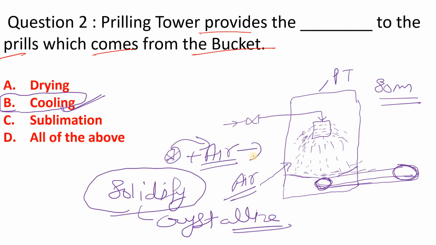Here you can see this is our conveyor belt. This is the conical surface, you can say, and there will be a scraper which will rotate so that the prills become uniform in size.